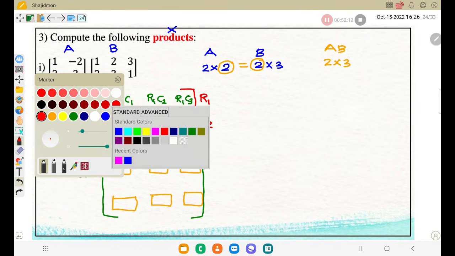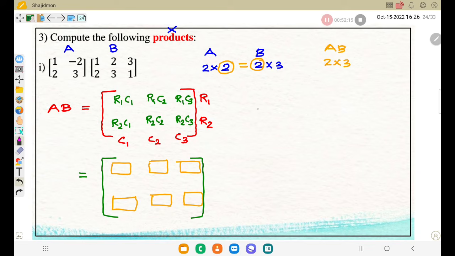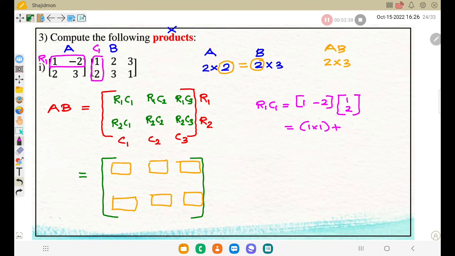So first, row number 1 multiply column number 1. What is row number 1? This is row number 1, the first row of the first matrix, with column number 1 of the second matrix. So matrix [1, -2] multiply matrix [1, 2]. First number with first number, 1 multiply 1, plus second number with second number, -2 with 2. So 1 minus 4, we will get -3, the first number. So we can write here -3.